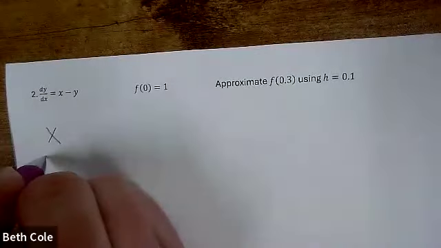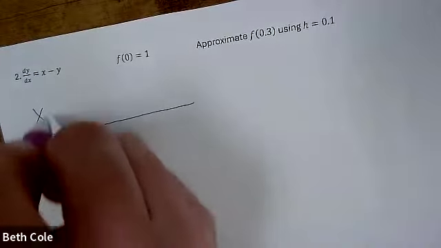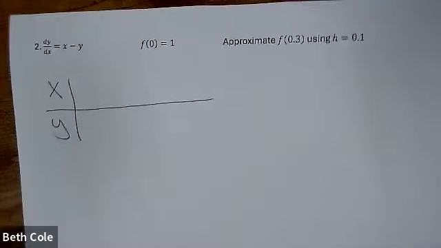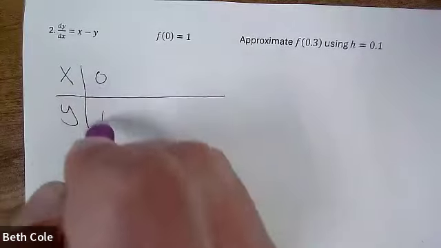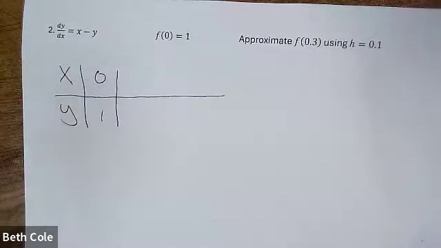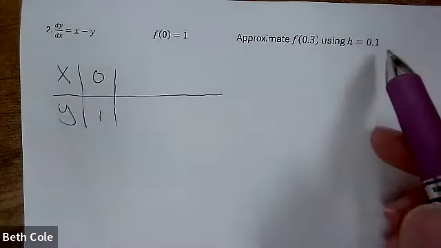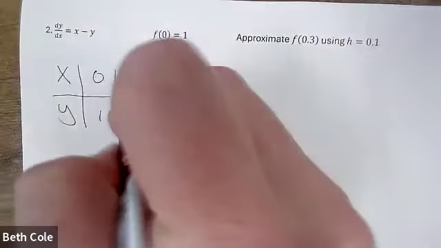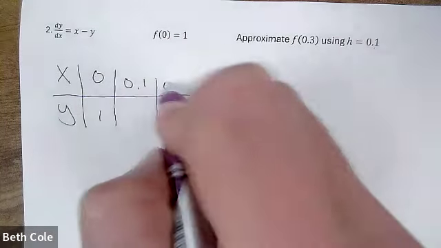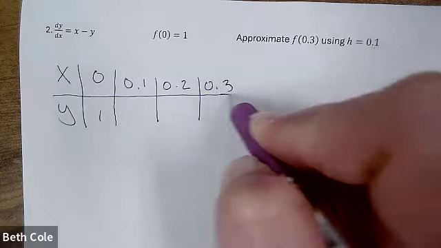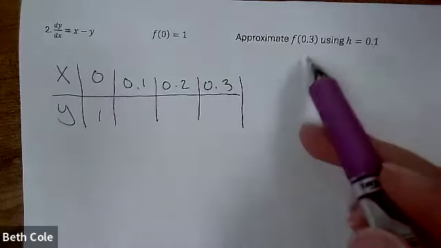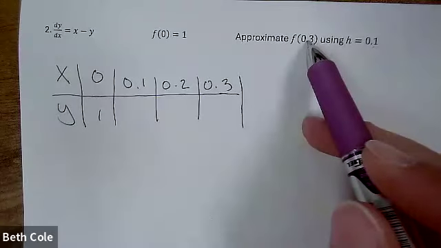Draw your little table. What's our initial condition? What's our starting point? 0, 1. Good job. What is our step size? What are we counting by? 0.1, 1/10. All right. 0.1. Where are we going to stop? 0.2. 0.3 is where we're going to stop. And the way we know is it literally says on the paper, find f of 0.3.